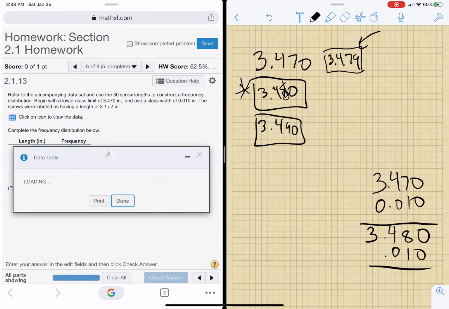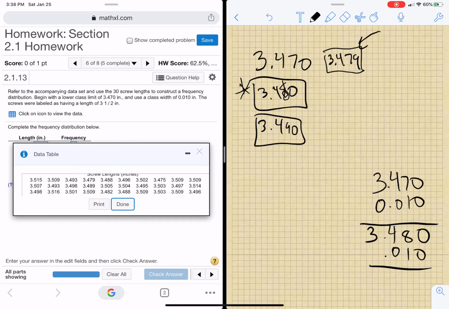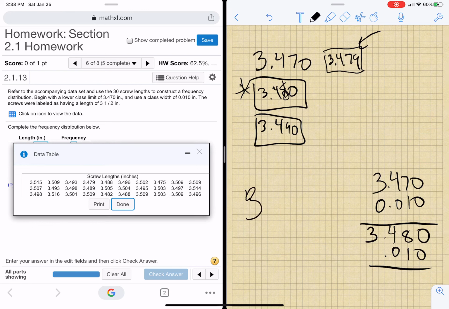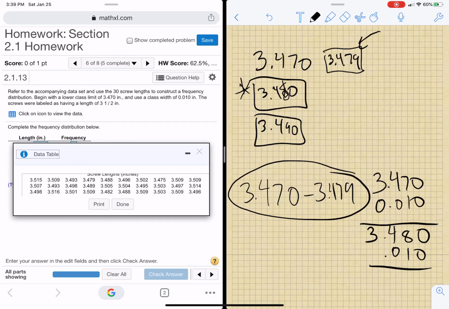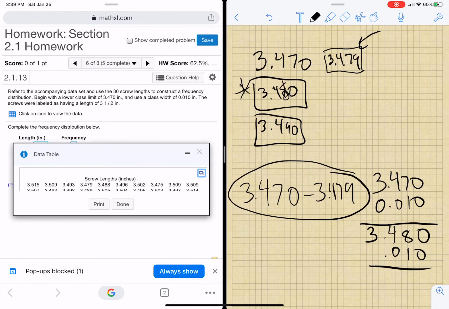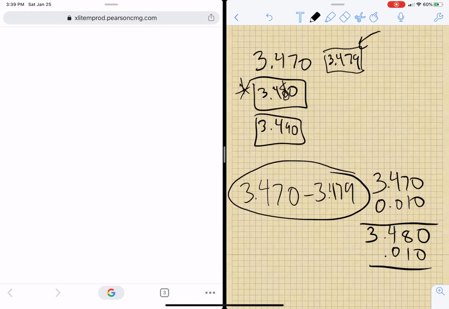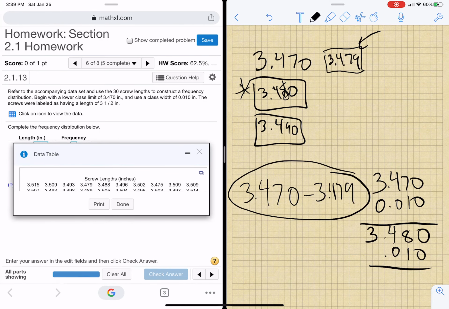So I'm going to open up the data. So here's your data. Okay, so I'm looking for how many of the data are in between. Let me just clean that up. I'm looking for how many screws are between 3.470 and 3.479. Okay, data table. And usually they're pretty nice about putting them in order for us to make our lives a little easier. Oh, there it is right there. So I'm going to click on that and open it in StatCrunch. Hopefully. Maybe. Try it again.